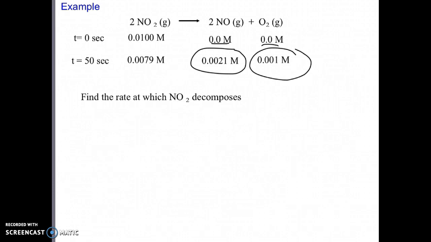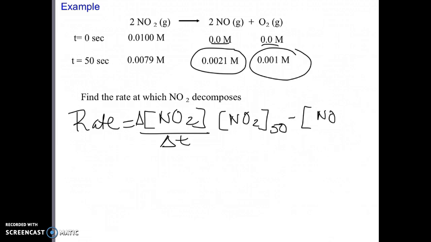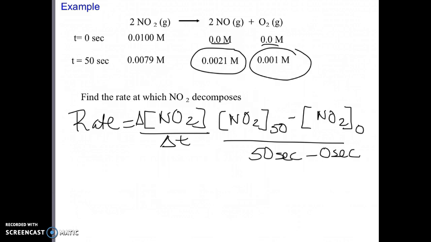And it's asking us to find the rate at which NO2 decomposes. So we can then say that a rate would equal the change in concentration of NO2 over the change in time. So to do this, I would say that the concentration of NO2 at time 50 seconds, because remember a change is always the final minus the initial, and then I'm going to be subtracting the concentration of NO2 at time 0, over 50 seconds minus 0 seconds, which would be that change in time.